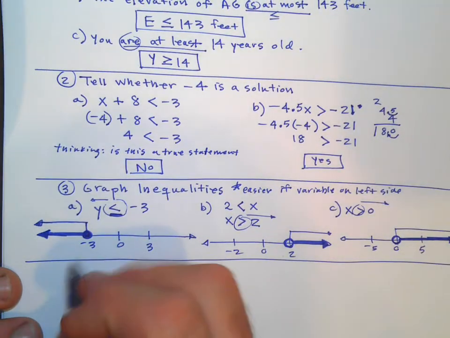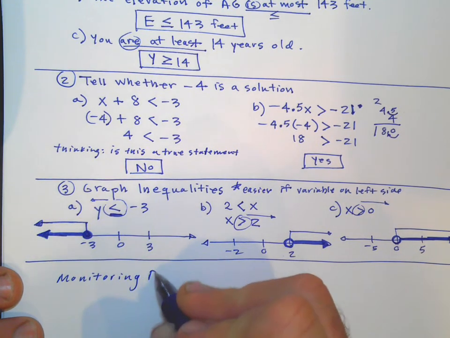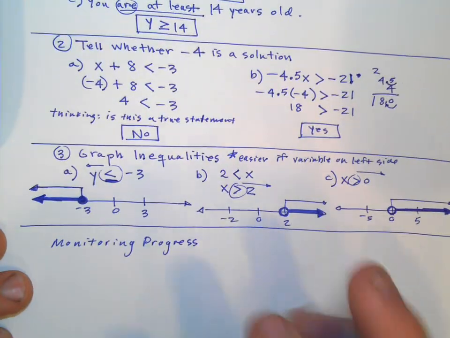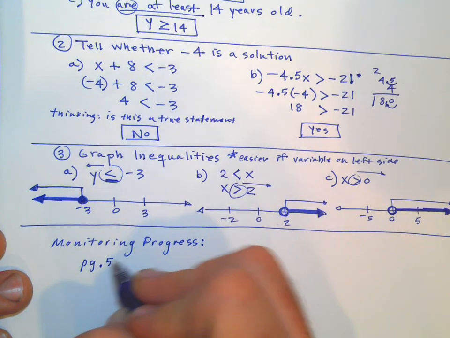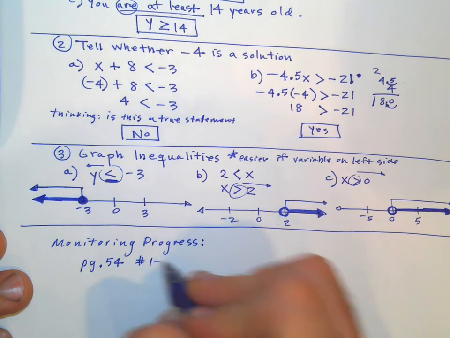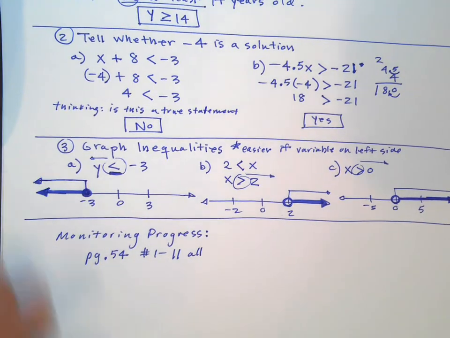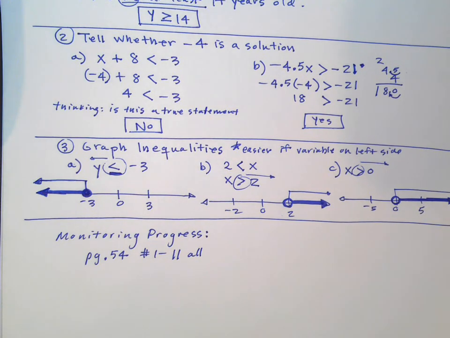Now, today's assignment, you're going to do the monitoring progress. Now, you need to upload your notes. They need to be all complete like this to get credit. Okay. Upload your notes today. Monitoring progress, page 54, number 1 through 11, all. There's little blue buttons that'll show you videos, how to do the problems if you have trouble, but these are the only two things you need to upload today, the notes and monitoring progress. I'll be available for help, but there you go.